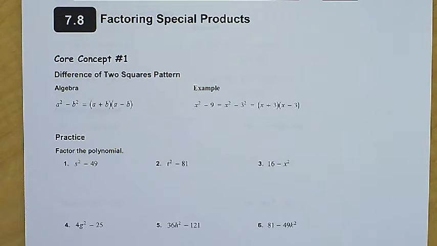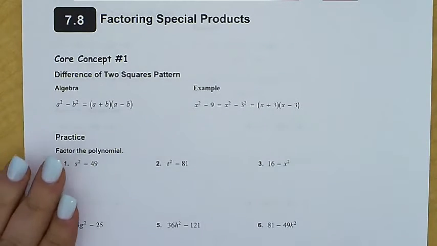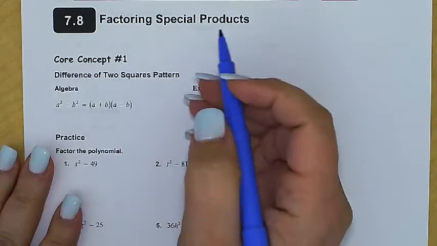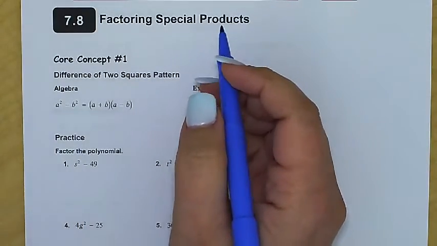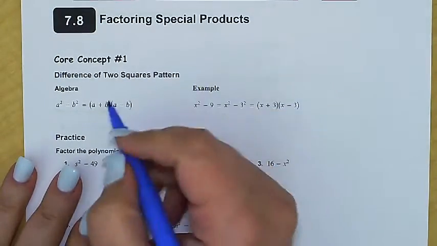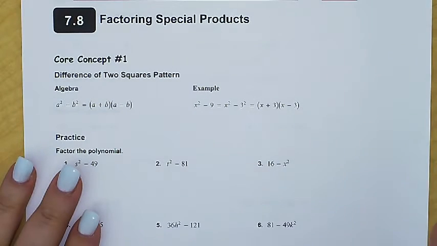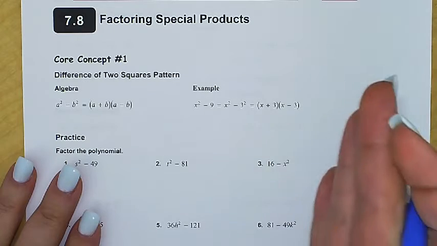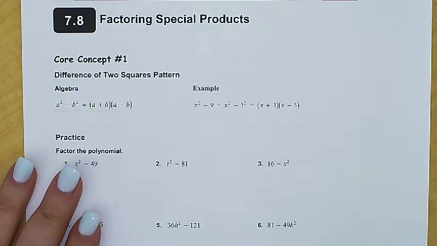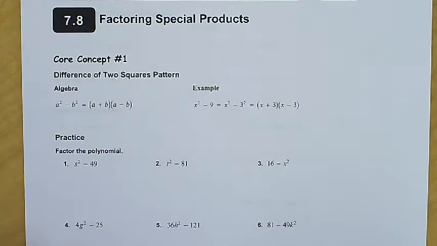Lesson 7-8 is about factoring special products. Now, you've talked about special products before when we were multiplying in the first half of this chapter. We talked about the difference of two squares and the perfect square trinomial. And so today, like we have been for the last few days, we're going to go in reverse and see how we would factor those.